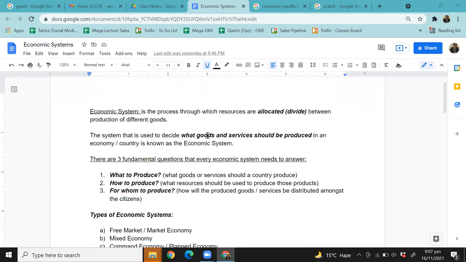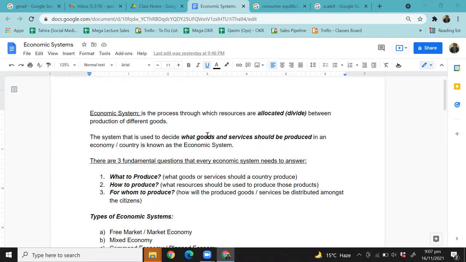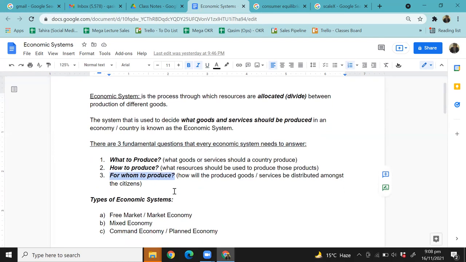Just like you need a political system to decide how political decisions will be made, you need an economic system to decide how economic decisions will be made. Now, there are three fundamental economic questions that need to be answered. What to produce, meaning what products should be produced in the country; how to produce, meaning what resources should be employed to produce those products; and for whom to produce, which means that the goods that are produced should be distributed amongst the consumers, amongst the citizens.